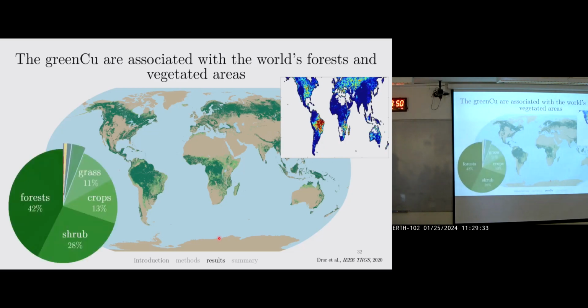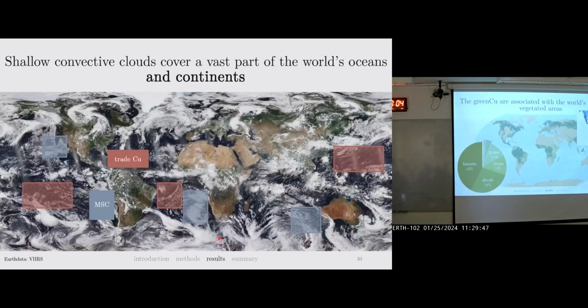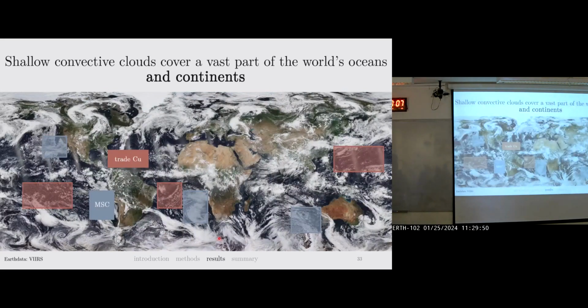And when we check specifically the land covers over which they like to form, we see that mostly they're forming over forests indeed, but not only. We see them over shrubs, crops, grass, and so on. Okay, so just summing up this first section, going back again to the satellite images from before, the trade cumulus, the marine stratocumulus, and now we know that we have this green cumulus. We know more or less where and when they like to form, our hotspots during the JJA season.